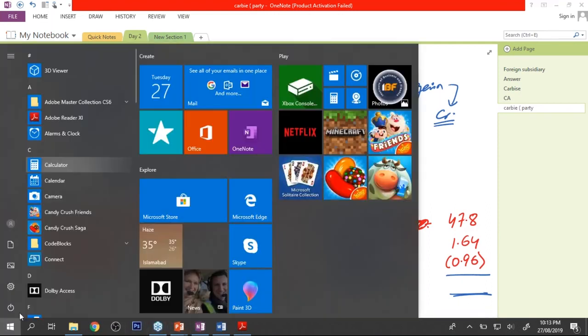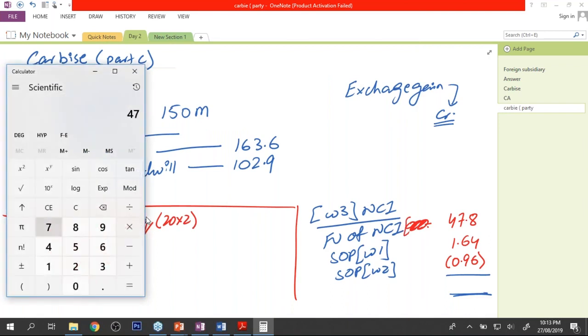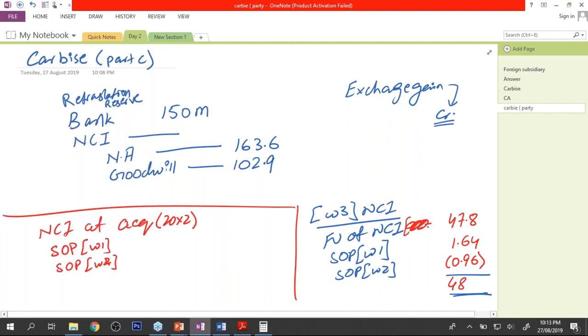So if we use a calculator, it is going to be 47.8 plus 1.64 minus 0.96. So we are going to get a value of NCI of 48.48. So this is going to be used over here. Because the question had already given us the opening value of the NCI, that is why we use that directly.